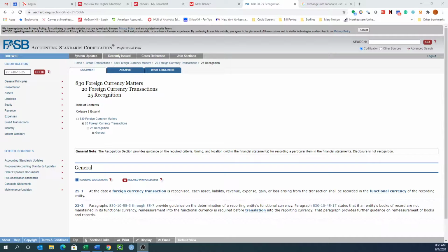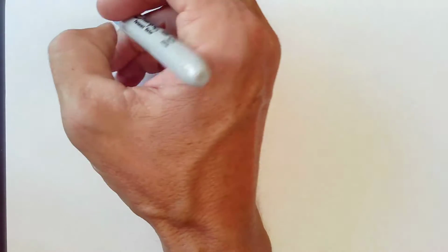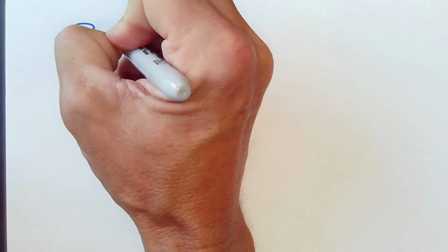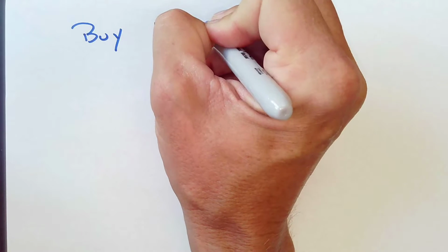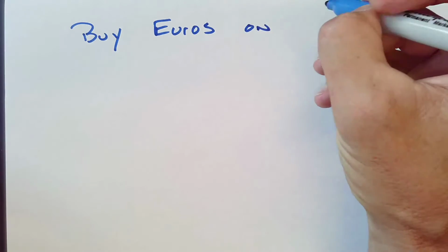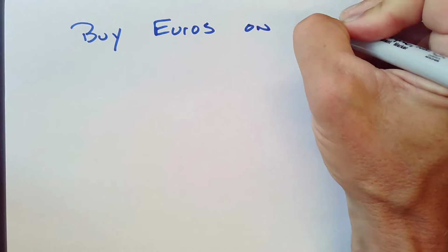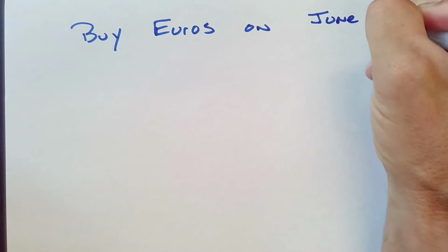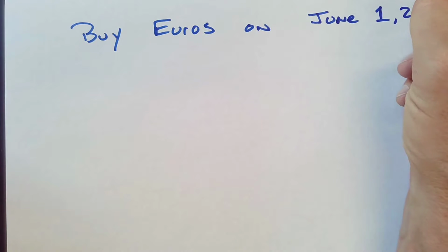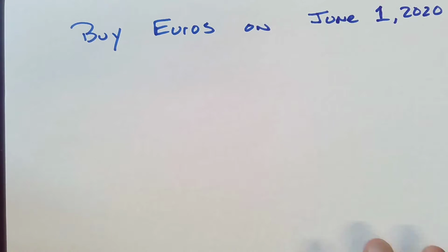All right. So we're going to do this transaction as of January 1st. So let's take a look and start thinking about how we're going to do this. We're going to buy euros on June 1, 2020. Okay, that's our transaction.